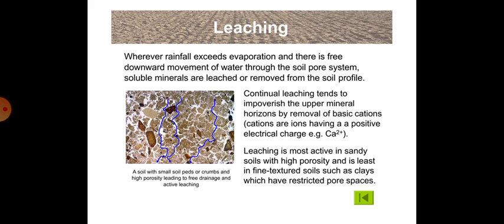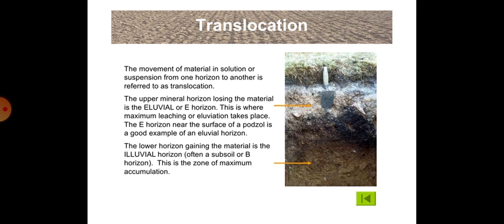Leaching is most active in sandy soils with high porosity and is least in fine textured soils such as clays, which have restricted pore spaces. A soil with small soil peds or crumbs and high porosity leads to free drainage and active leaching, as shown in the figure. Now comes translocation.